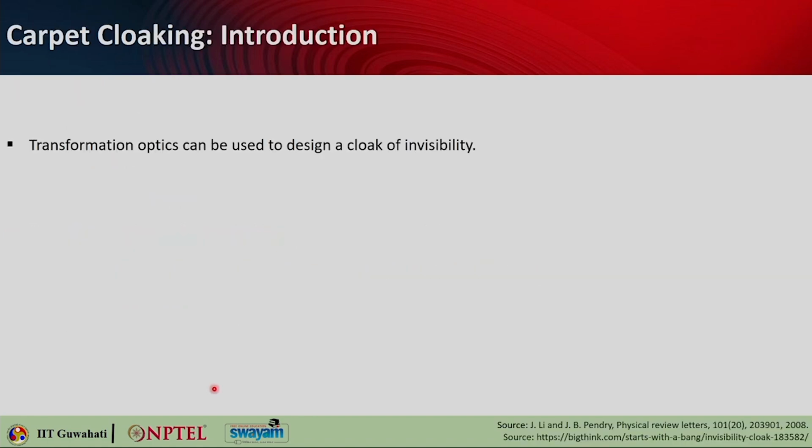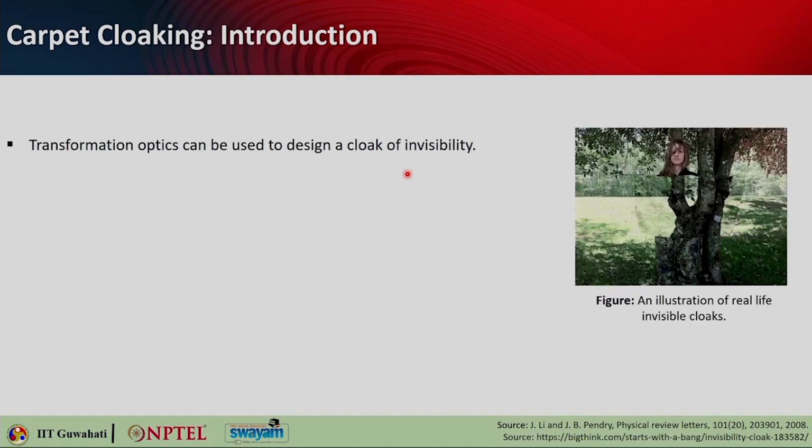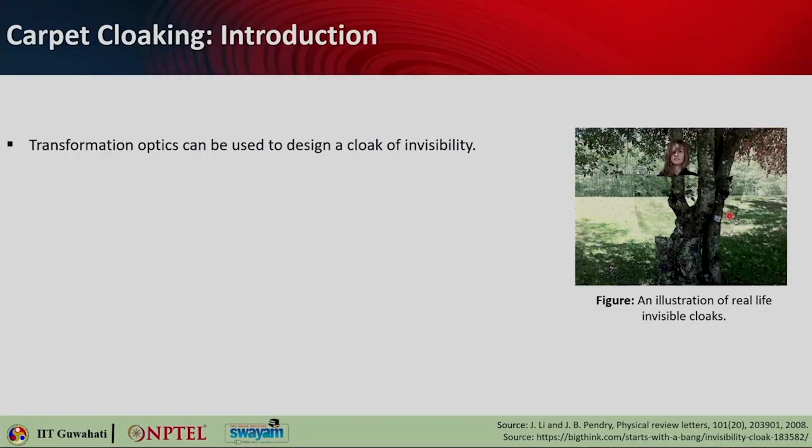So, transformation optics, we have seen that it can be used to design a cloak of invisibility. If you remember the previous lecture, we have seen how one particular sphere can be completely hidden by routing the light rays around it. Here is an illustration of a real life invisibility cloak. There is a lady standing here, but the tree at the back of the lady is also visible. So, this actually makes the lady invisible, right.